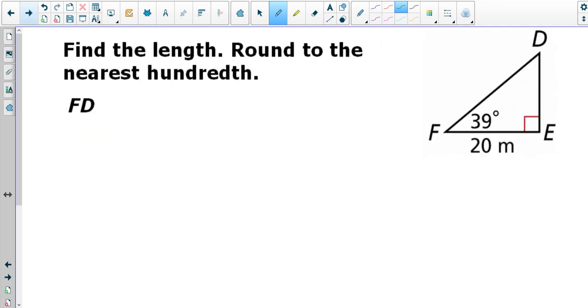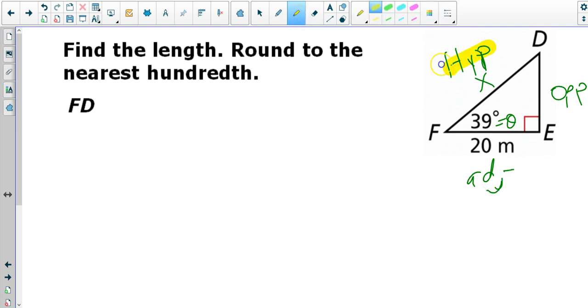For the third problem, find the length of FD. So I'm going to put my X there for FD. I'm again going to put my theta here at the 39 degrees and start labeling my sides. FD is my hypotenuse. DE is the side that doesn't touch my 39 degrees, so that's my opposite. And this is my adjacent. So I highlight again. I want to find the hypotenuse, and I know the adjacent.